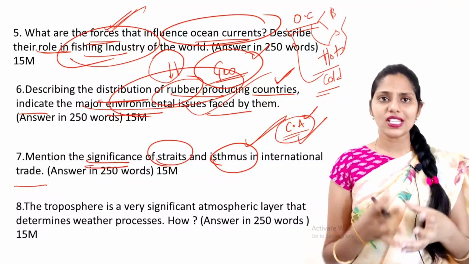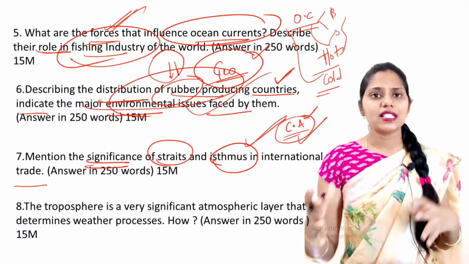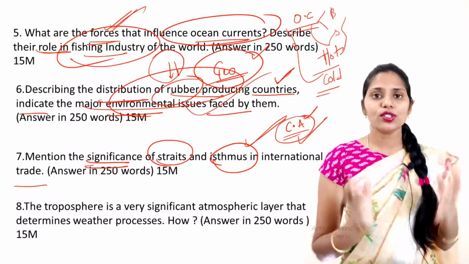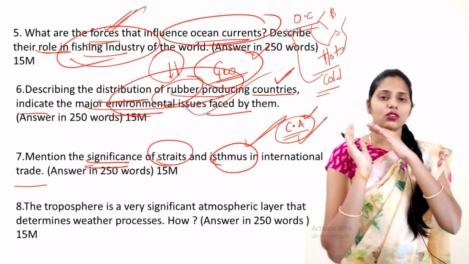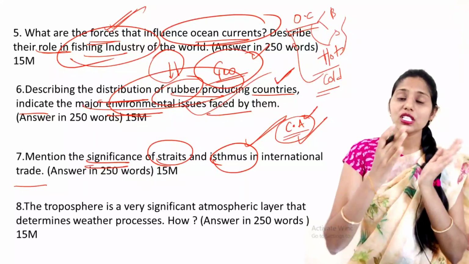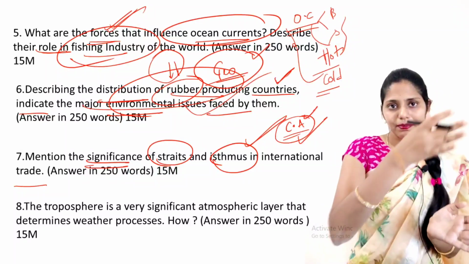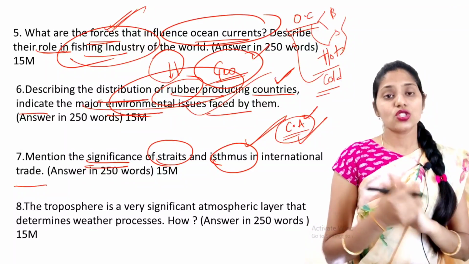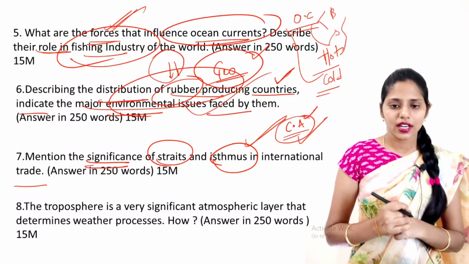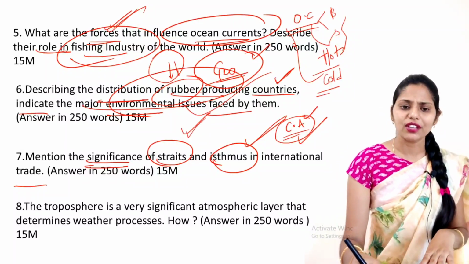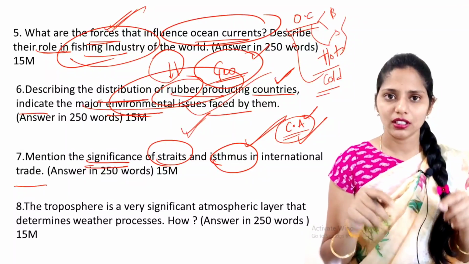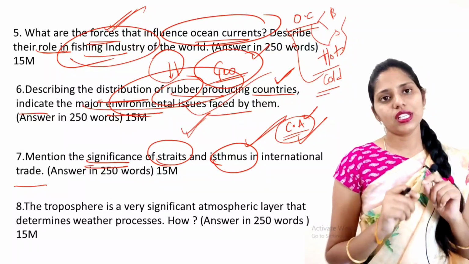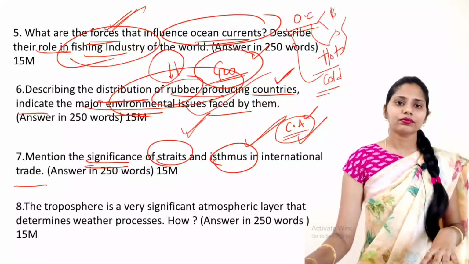These are some important straits, and these straits and isthmus are very important because most of the trade happens through them. You can write about the importance of the Strait of Malacca, the Strait of Gibraltar, and the Strait of Hormuz. So this is also a very direct question, and if you are following current events and have knowledge of the map or atlas, then you can easily write this answer.